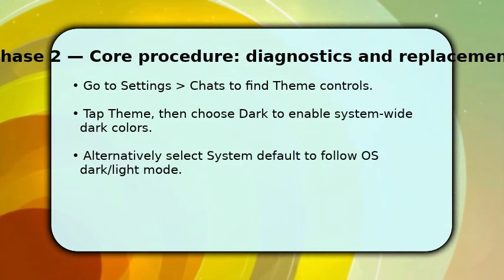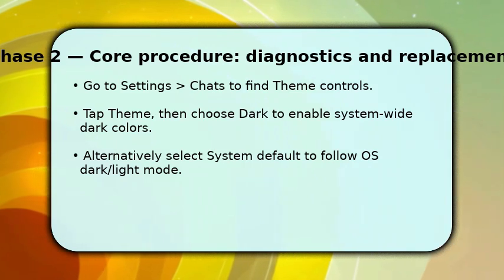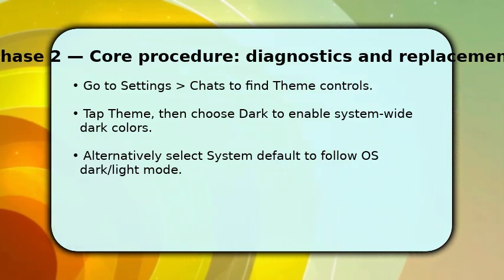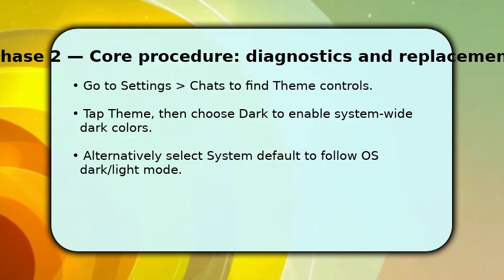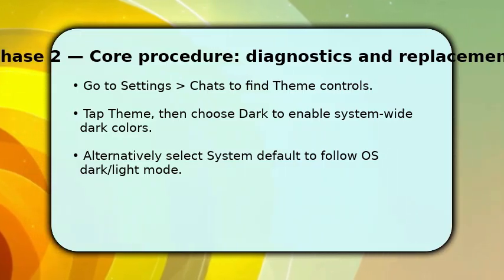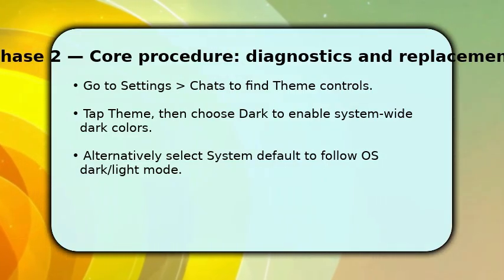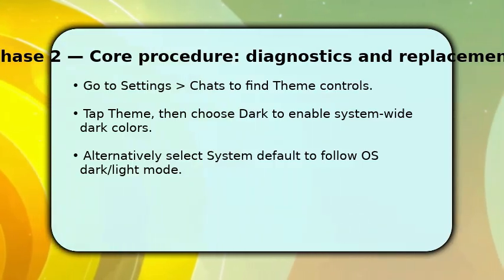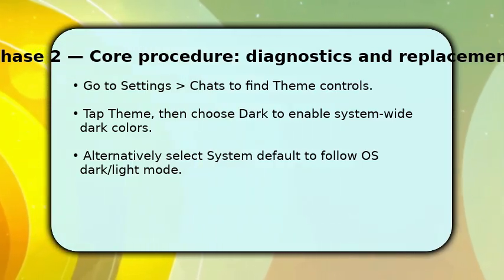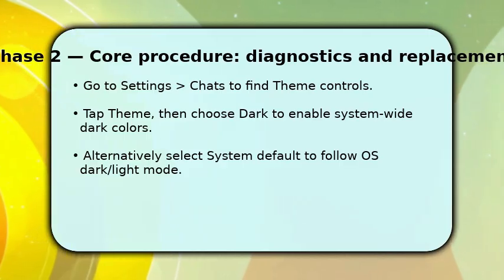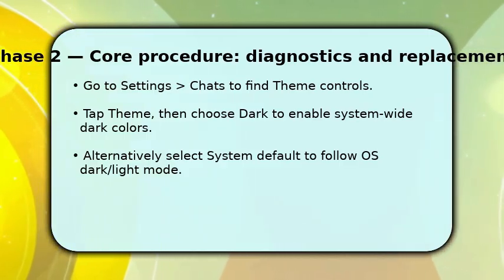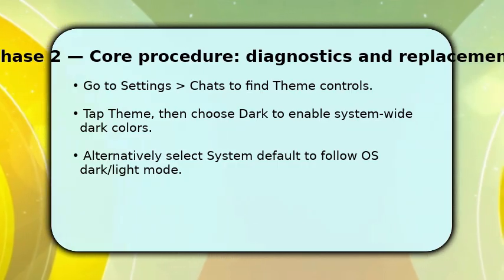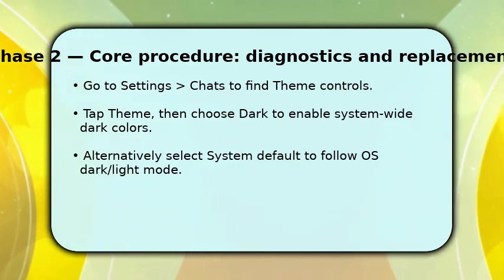You're in Settings, so head straight to Chats to find Theme. Tap Theme and you'll see choices: Light, Dark, or System Default. Choose Dark to force the app into dark mode now. This reduces glare and can save battery on OLED screens. If you prefer the phone to decide, pick System Default so WhatsApp follows your OS dark or light schedule. Make sure to tap OK or Apply if prompted, because some versions require confirmation to take effect.